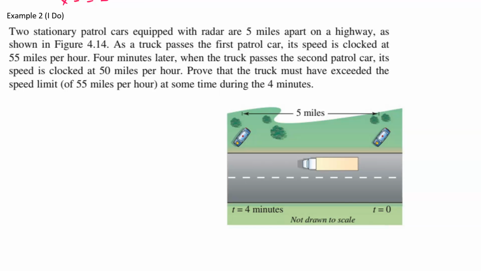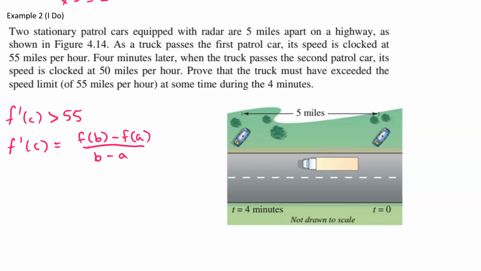Prove that the truck must have exceeded the speed limit of 55 miles an hour at some time during the 4 minutes. So we're saying, well, the instantaneous rate of change at some time on that interval had to be greater than, exceeded, so just greater than 55. So to draw conclusions about the derivative on the interval, we're going to use the mean value theorem and think about our average rate of change, because we know that our average rate of change is going to tell us about our derivative on the interval.